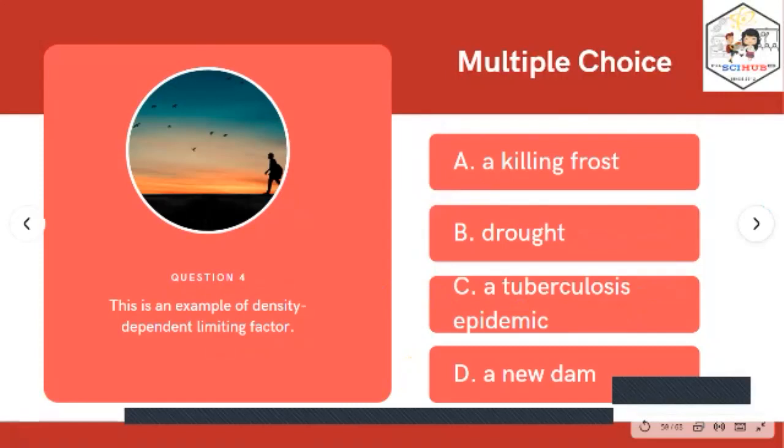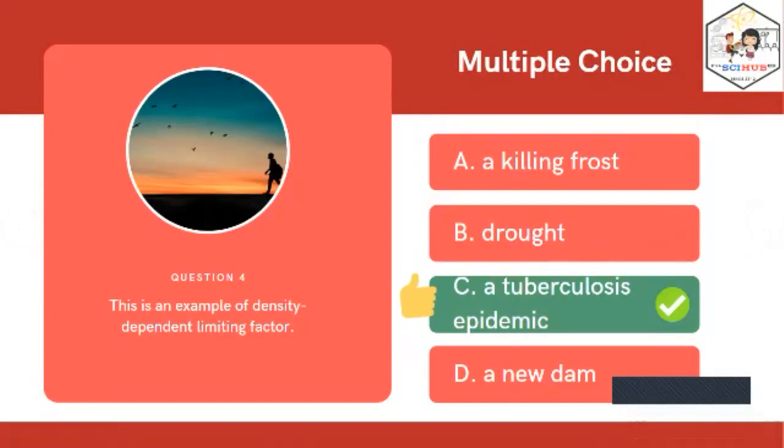Pang-apat, this is an example of density-dependent limiting factor. So here are the choices. A, a killing frost. B, drought. C, a tuberculosis epidemic. D, a new dawn. So if your answer is letter C, you're correct. And bakit C? Kasi yung frost, drought, and dam, all of them are density-independent limiting factor.